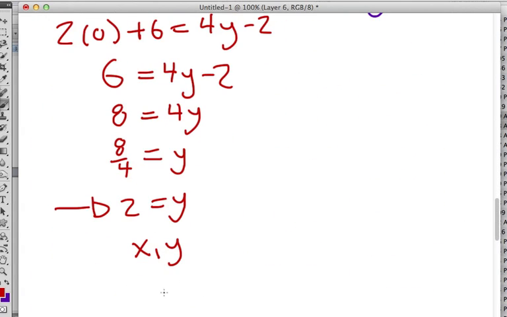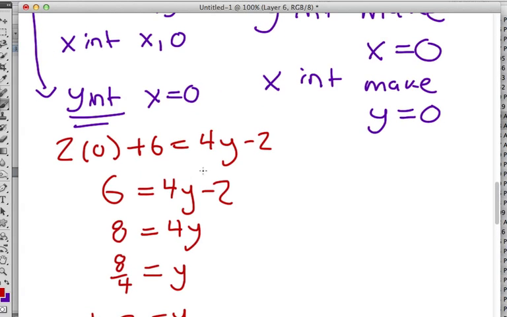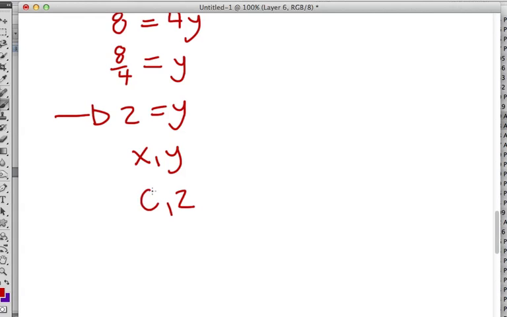We know the y is 2, so I put 2. And we know the x is 0, because I made it 0. So I put 0 there. Done. So this is my y-intercept. Because remember, our y-intercept has an x of 0 and some value. So you now found the y-intercept.